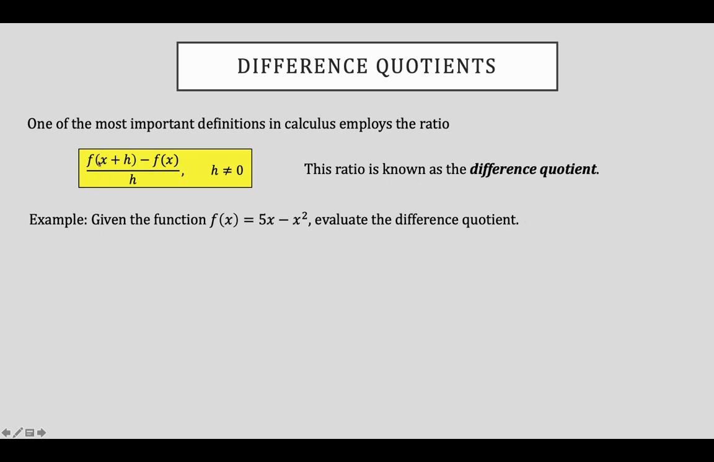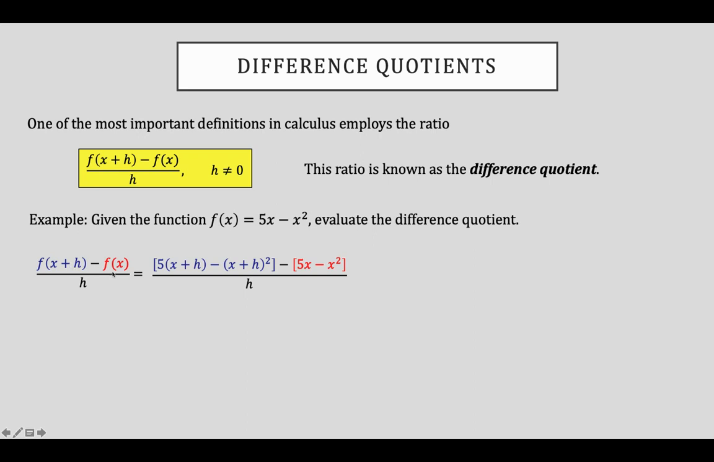Notice, to evaluate f of x plus h, we are going to take every x that is in our equation of f of x and replace it with an x plus h. That means f of x plus h, which I have shown in blue here, is going to be 5 times parentheses x plus h minus parentheses x plus h quantity squared. Notice again, I have taken every single x value in my function f of x and replaced it with the entire quantity x plus h. Remember, when you are evaluating a function, you replace x with whatever you see inside of the parentheses.